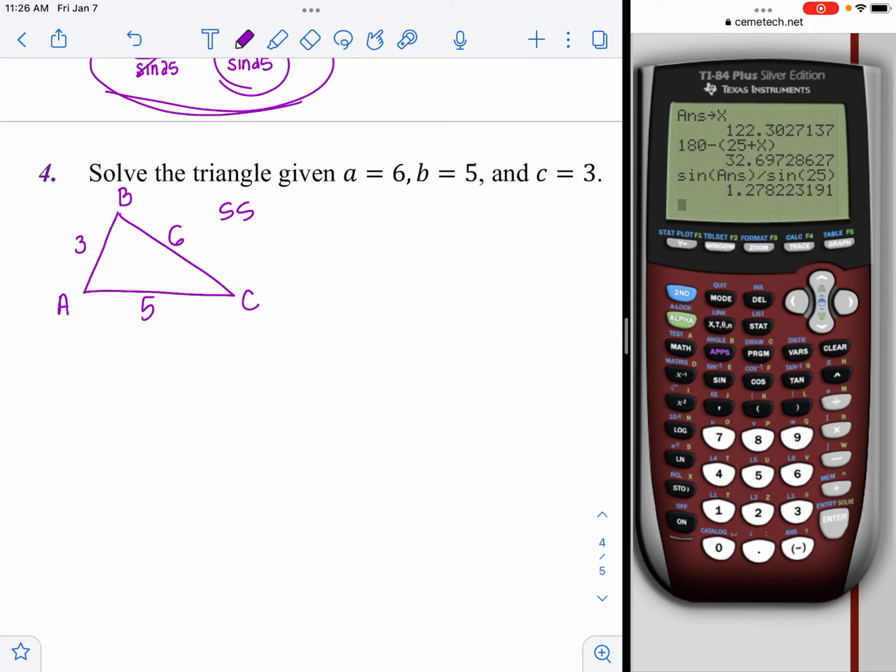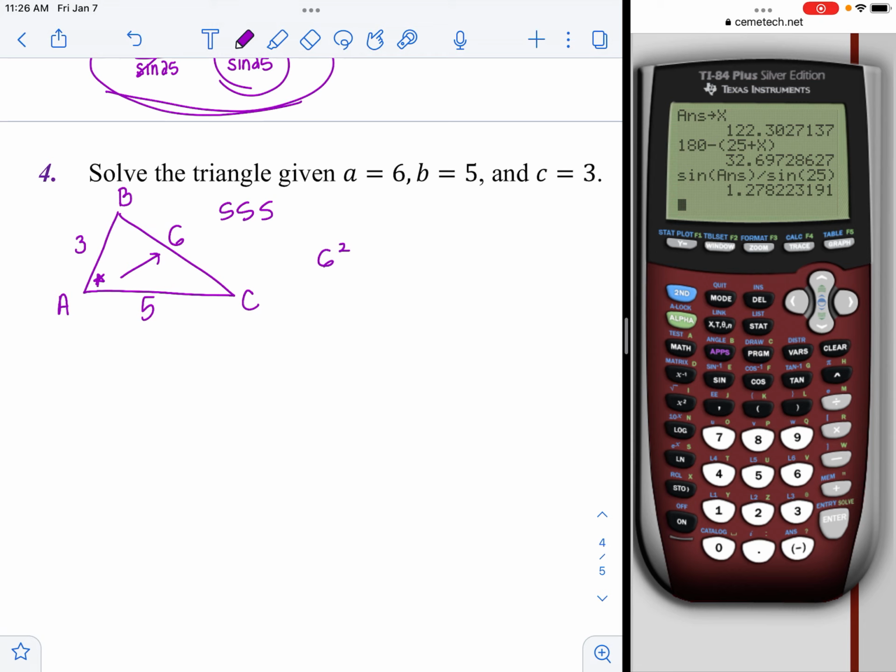So this is clearly not SSA. This is SSS. SSS, we use law of cosines. Now remember, for the law of cosines, when it's SSS, we do have a rule. We do have to find the biggest angle first. The biggest angle is this angle A right here, so I have to find that. So law of cosines starts off with side squared.